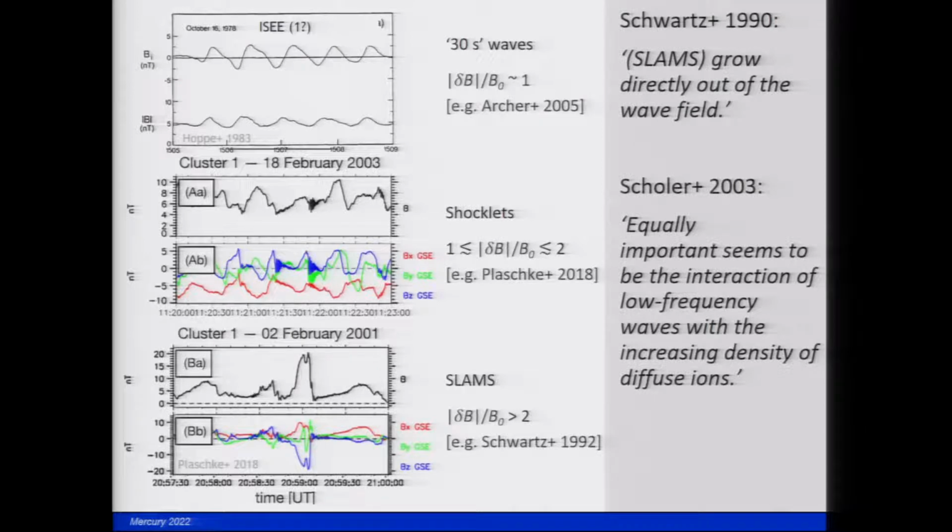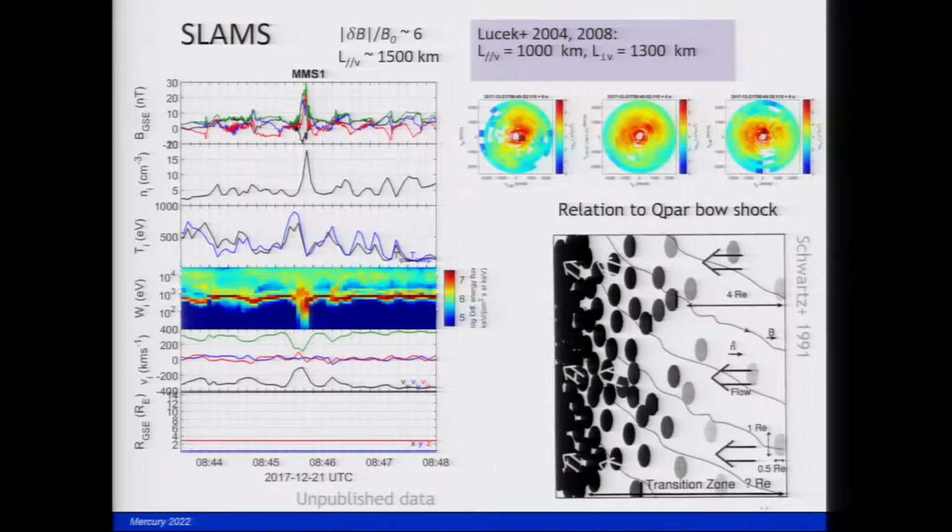So here's an example of one SLAMS. It's one SLAMS in the singular. Now, the role of these SLAMS is manifold. They can be thought of as making up the whole quasi-parallel bow shock, which was suggested already by Steve Schwartz in 1991. So you can think of the quasi-parallel bow shock as this kind of foam of bubbles, of SLAMS, continuously being formed and coalescing into the quasi-parallel bow shock.